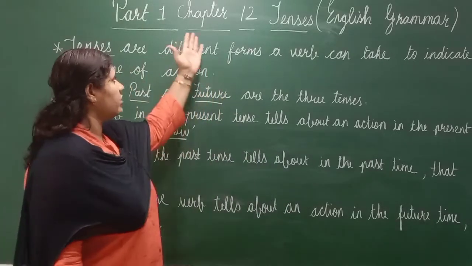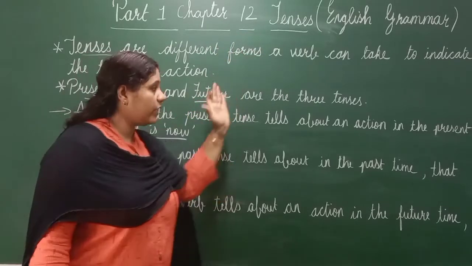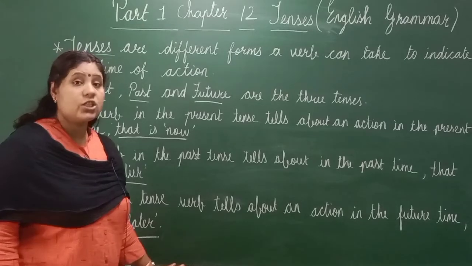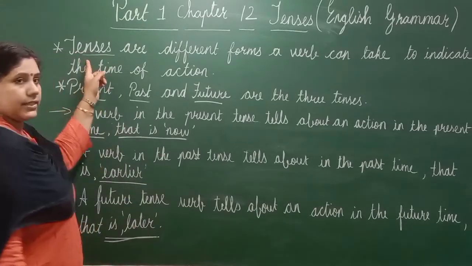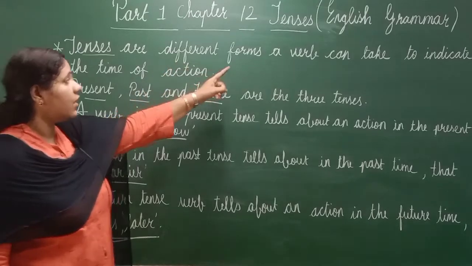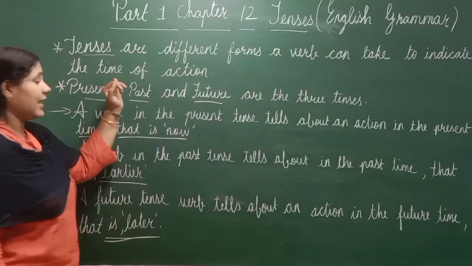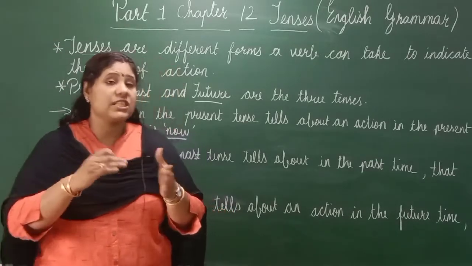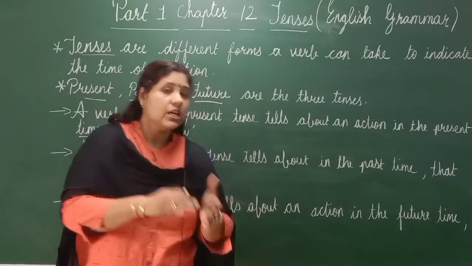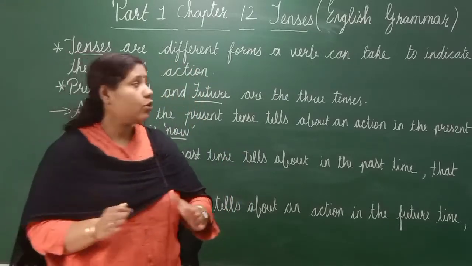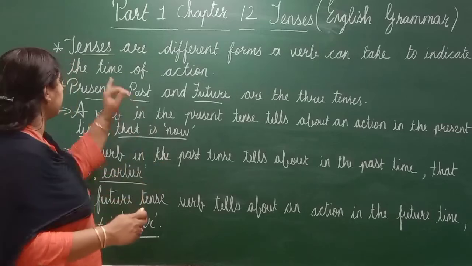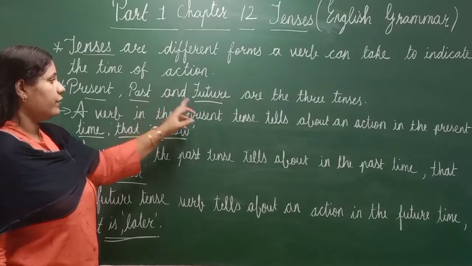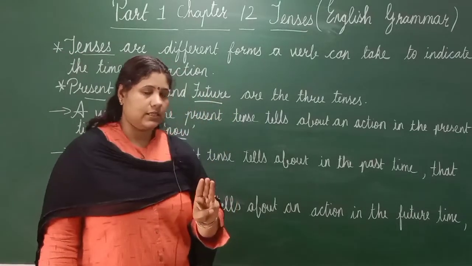Today we are going to start with chapter 12, tenses. So let's read and understand what we mean by tenses and its different forms. Tenses are different forms a verb can take to indicate the time of action. So it is a form of a verb which shows if something happens in past, present or future. So the tenses are very much related to the time and to the action. Present, past and future are the three tenses.